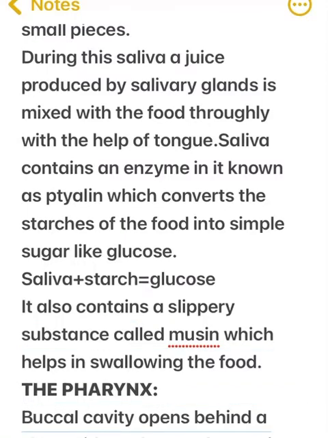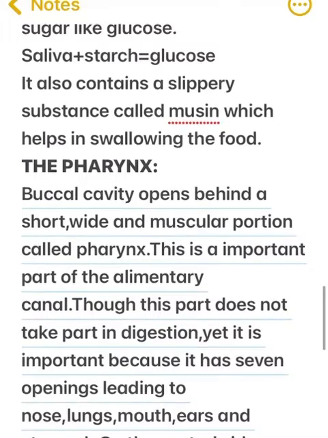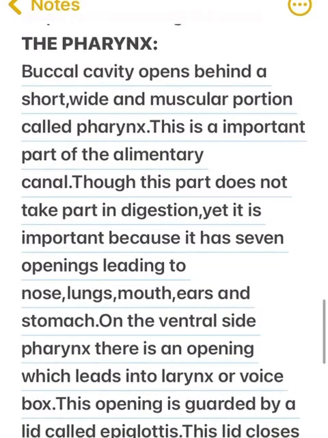The buccal cavity opens behind into a short, white and muscular portion called the pharynx. This is an important part of the alimentary canal, though it does not take part in digestion. Yet it is important because it has 7 openings leading to the nose, lungs, mouth, ears, and stomach. On the ventral side of the pharynx there is an opening which leads into the larynx or voice box. This opening is guarded by a lid called the epiglottis. This lid closes when food from the mouth passes over it.